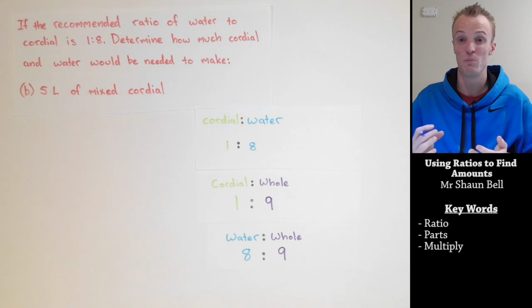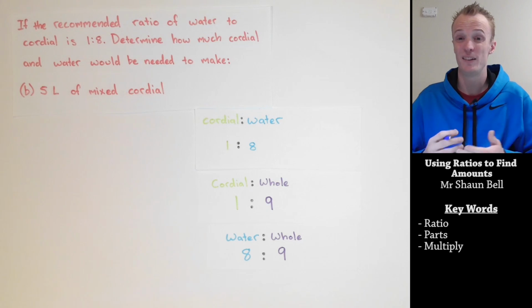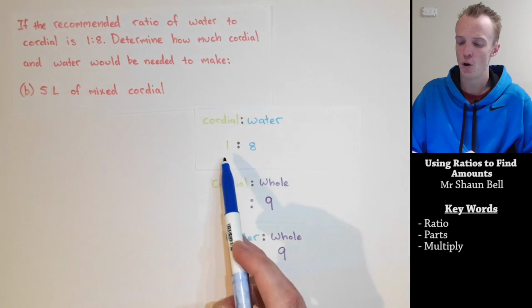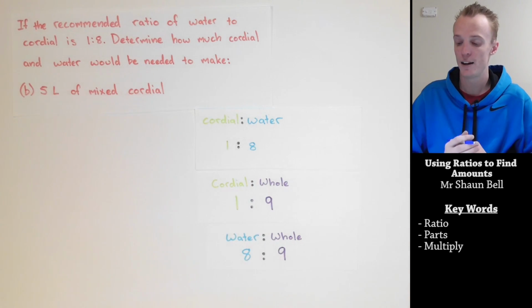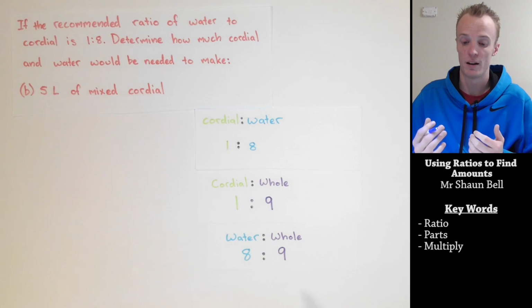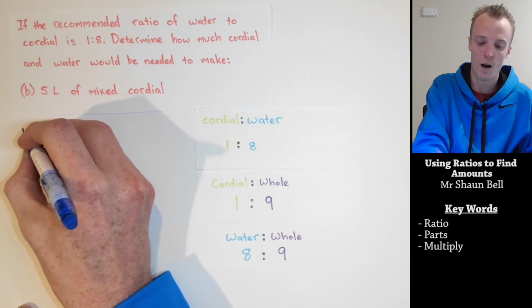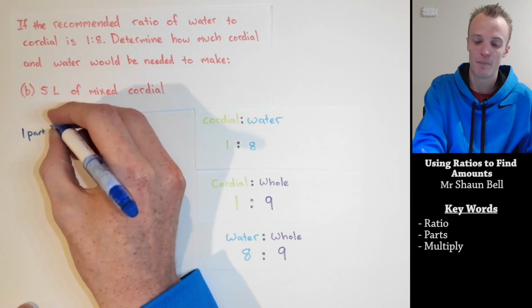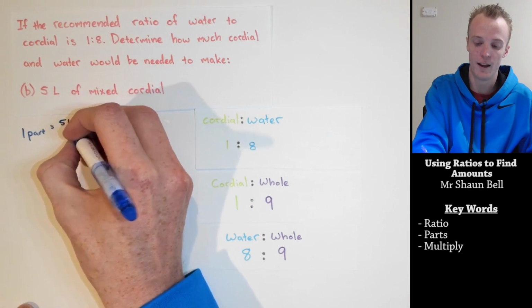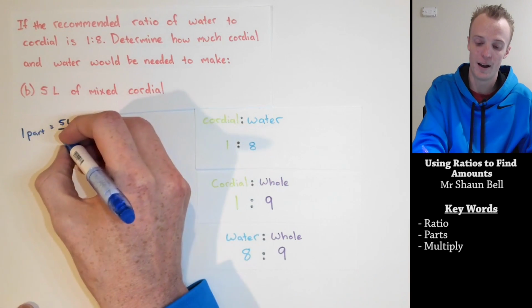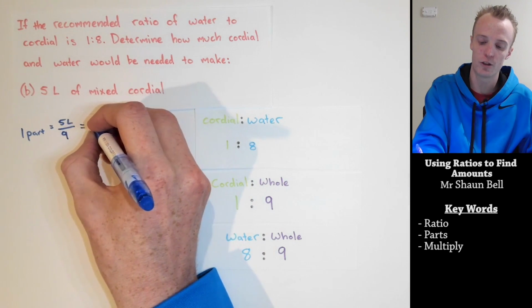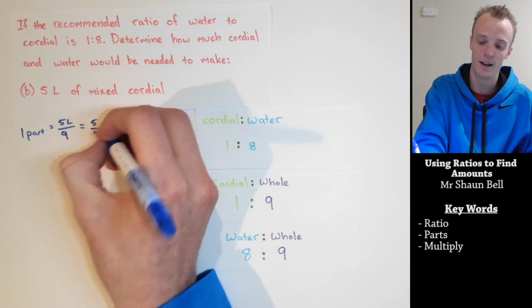Okay, so that was fairly simple. But what about this? What if I decide that 9 litres was going to be too much cordial for my guests, and I decide that I only needed 5 litres of mixture? Well, I approach this problem the same. I look at how many total parts there were in the ratio, which I determined earlier to be 9. So I need to know what 1 part of this mixture is equal to. And I do that by taking the total mixture of 5 litres and dividing by the total number of parts, which is 9. Now in this case, I'm going to leave this as a fraction of 5 over 9 litres.